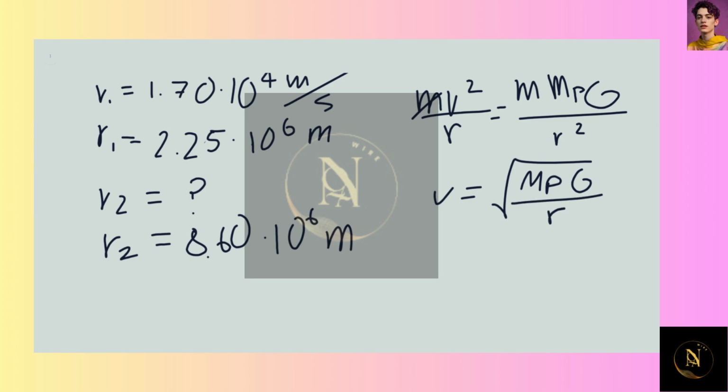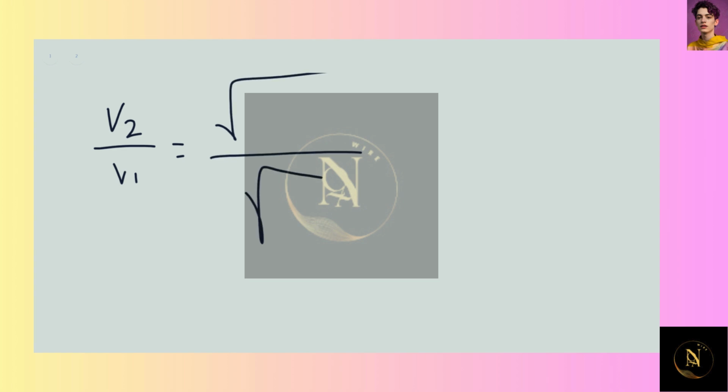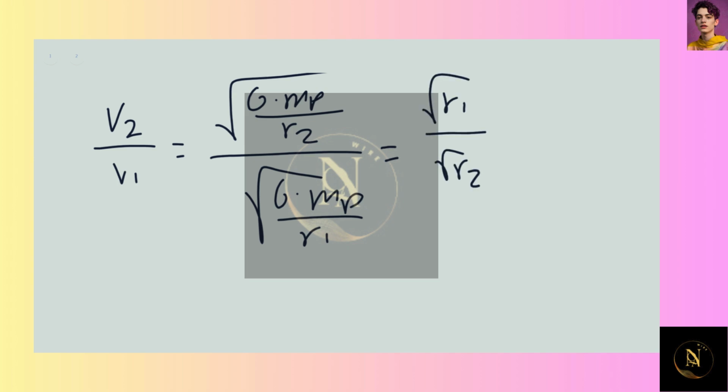Now, in this case, for our first satellite, we know both quantities needed to solve this problem, but only one for the second. So the way that we're going to solve this is to set up a ratio. So we can write that v2 over v1 is equal to, let's set up our square roots, G times the mass of the planet over r2, over the square root of G times the mass of that same planet over r1. Now, all the constants in this problem are going to cancel out, and that'll give us, when we simplify, that this is equal to the square root of r1 over the square root of r2.